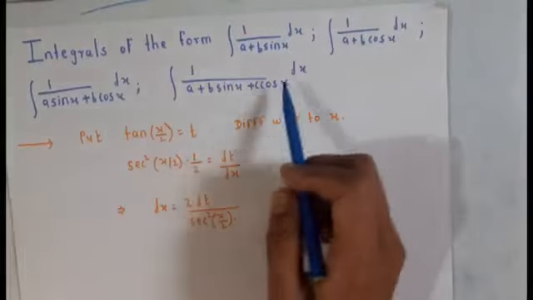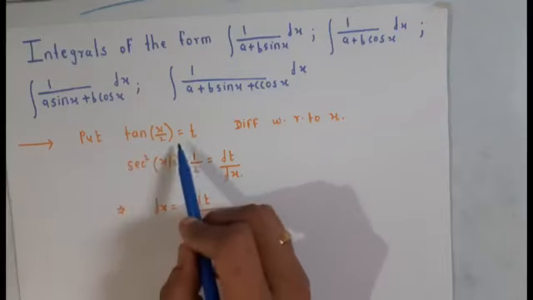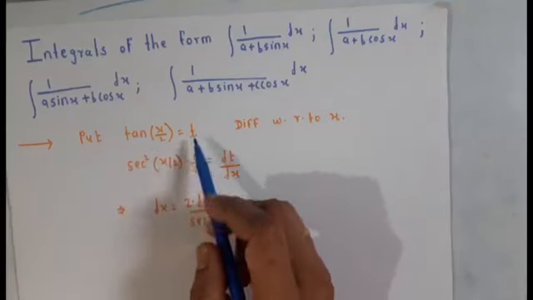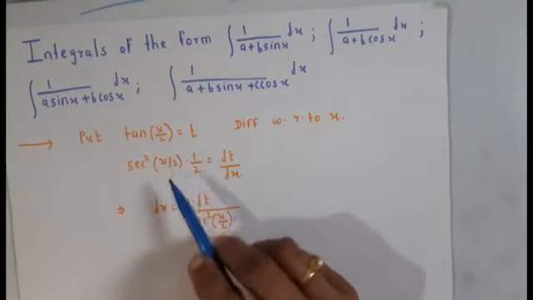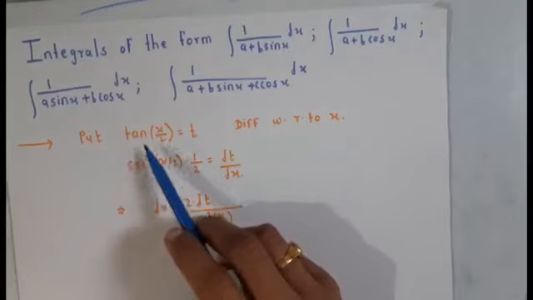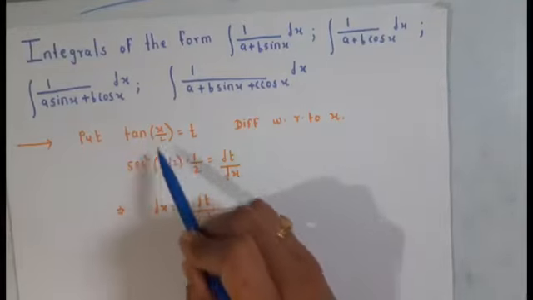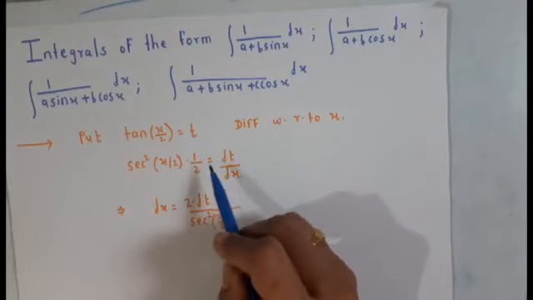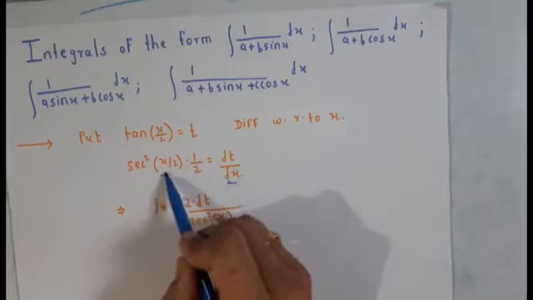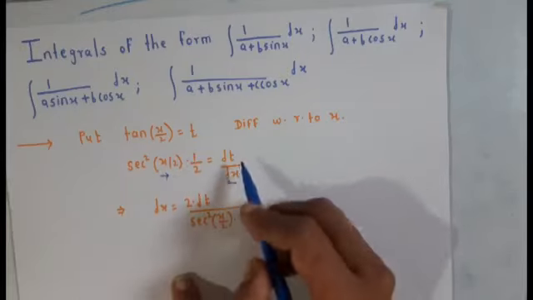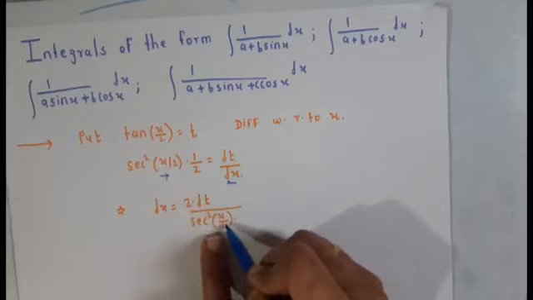In every case, for each type of integral, we substitute tan of x by 2 equal to t. Whatever the substitution, we differentiate with respect to x. The differentiation of tan of x by 2 is sec square of x by 2 into 1 by 2, which equals dt by dx. Now shift the dx term to one side and the rest to the other. Hence we get dx equal to 2 dt upon sec square x by 2.